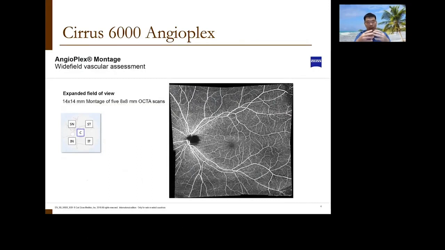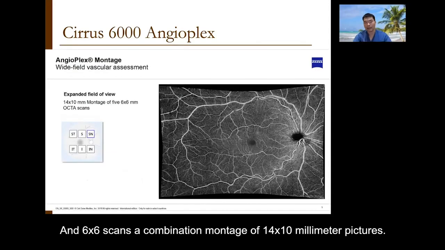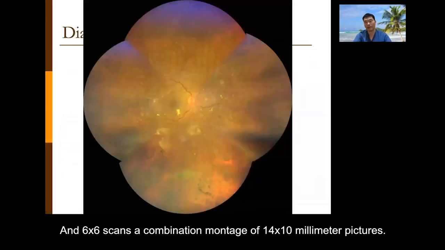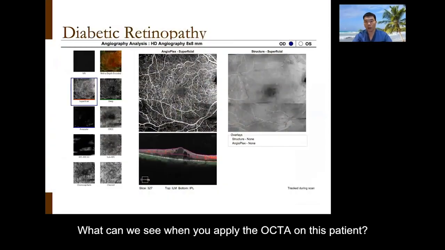OCT angiogram. Here is a 14x14 montage with 5 of those 8x8 OCT-A scans, and a 6x6 scan combination montage giving me a 14x10 millimeter picture. Back to this patient, where we can see there is evidence of a panretinal photocoagulation scar. What can we see when you apply the OCT-A on this patient?